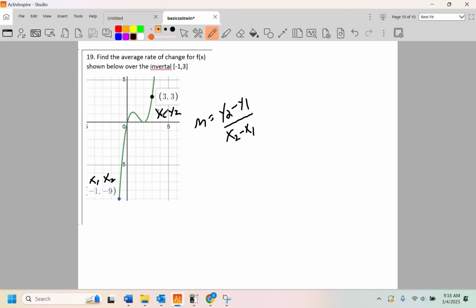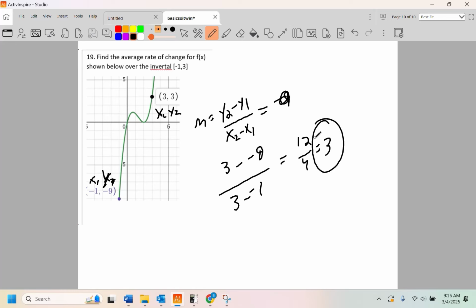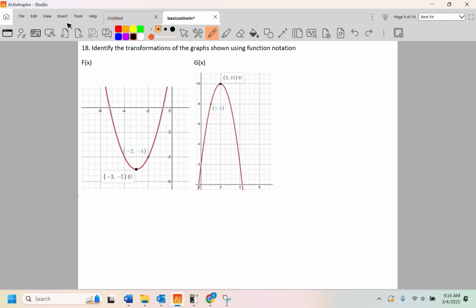I completely wrote that wrong, didn't I? y2 is 3. We're taking away y1, which is negative 9. And we're over 3 minus a negative 1. That's going to give us 12 over 4, which is 3. It's just slope. It's easy. Although I almost messed it up myself.